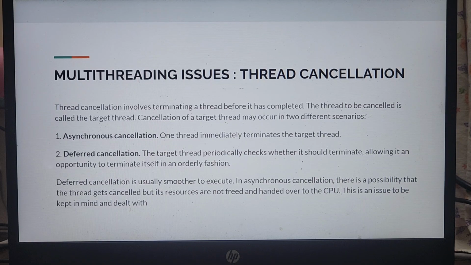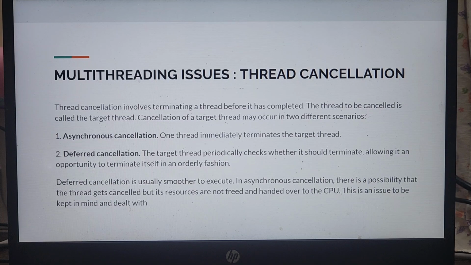There are two ways in which cancellation can occur: asynchronous cancellation or deferred cancellation. Asynchronous cancellation means when you give the command to cancel the thread, it has to be cancelled immediately at that instant. In deferred cancellation, you have something like a flag variable. The thread will keep executing. This flag variable will go at regular intervals and check whether you have given a command to cancel. If it sees that you have given a command, it will ask the thread to cancel or terminate.